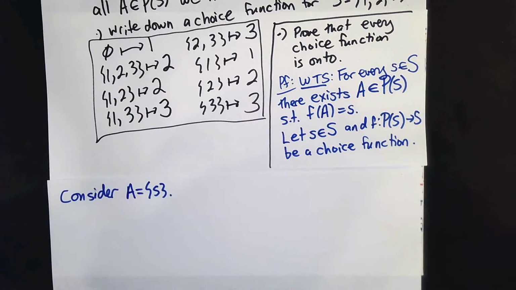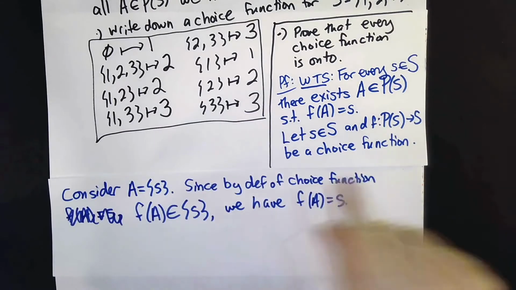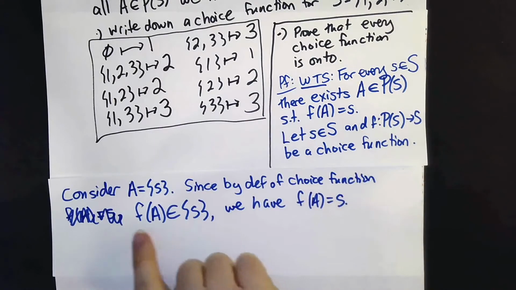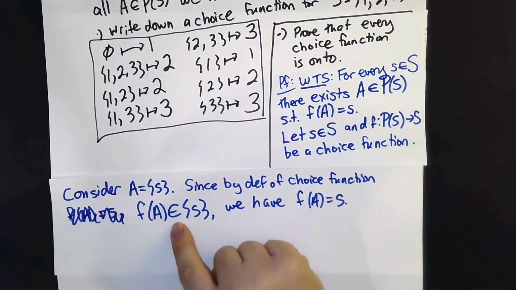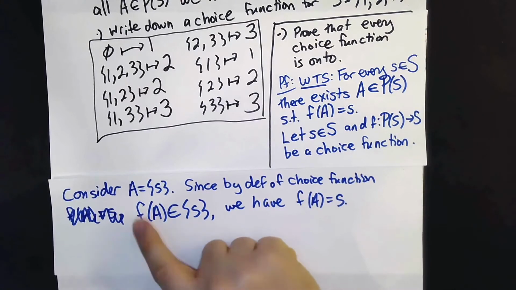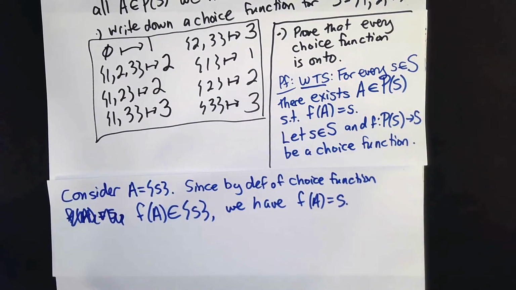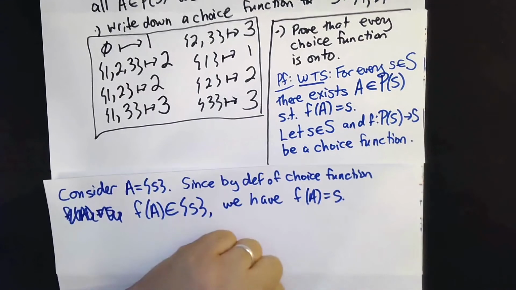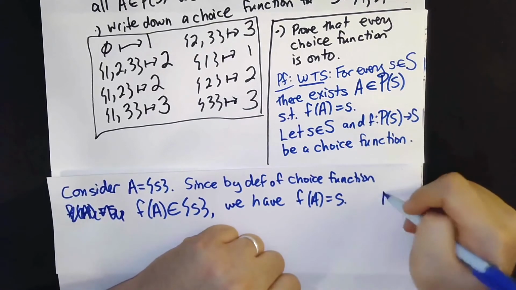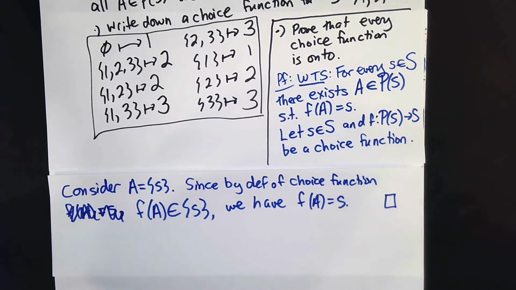Well, the set {s} has to map to s. Since by definition of choice function, f of A is an element of A, in this case that's saying f of {s} is an element of the singleton set {s}. Well, there's only one element, and so we have f of {s} is s. And that, in fact, completes the proof that every choice function is onto.